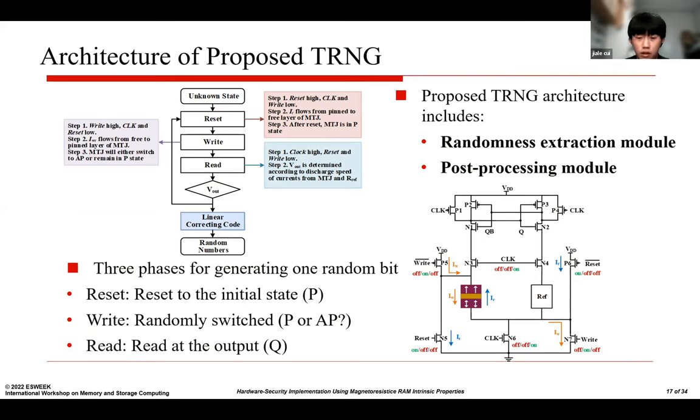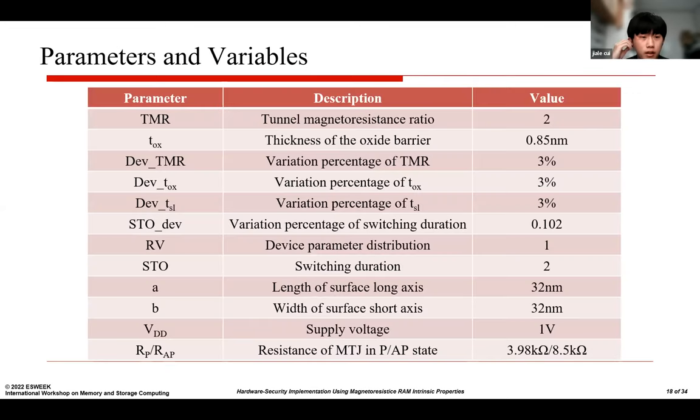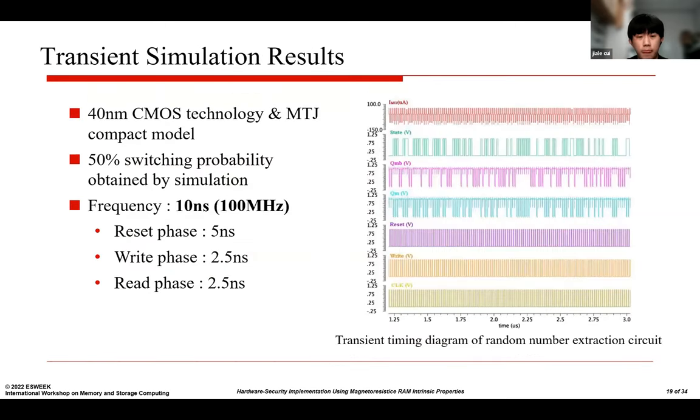With appropriate parameters of transistors, we can obtain 50% switching probability. After read phase, the state of MTJ is read out by sensing amplifiers as a random bit. This table shows the parameters and the variables used in our simulation. We perform simulation using 40 nanometer CMOS technology and the MTJ compact model, and we obtain 50% switching probability. The operation frequency of the proposed TRNG is 100 megahertz, and the reset phase is 5 nanoseconds, read phases 2.5 nanoseconds.